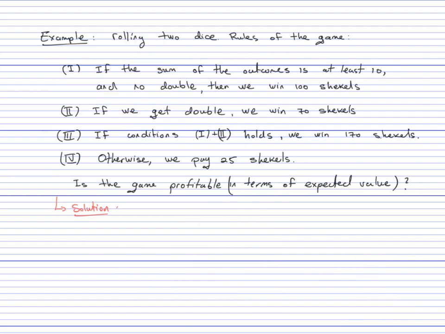Okay, so let's solve an example. Rolling 2 dice. So here's the experiment. Now there is a game with different rules. First, if the sum of the outcomes is at least 10 and no doubles, then we win 100 shekels.